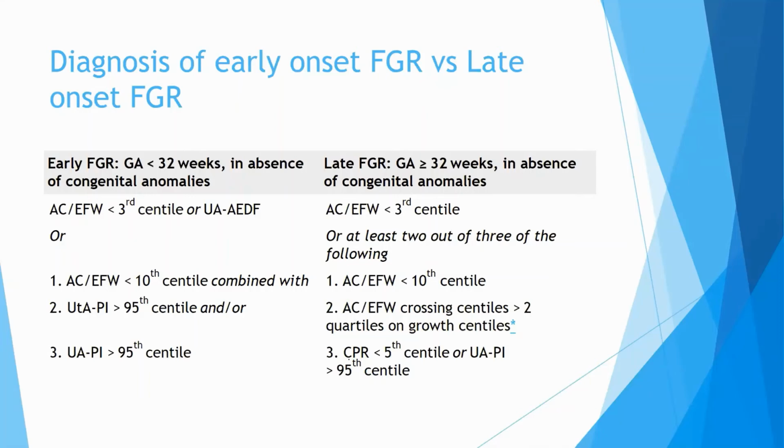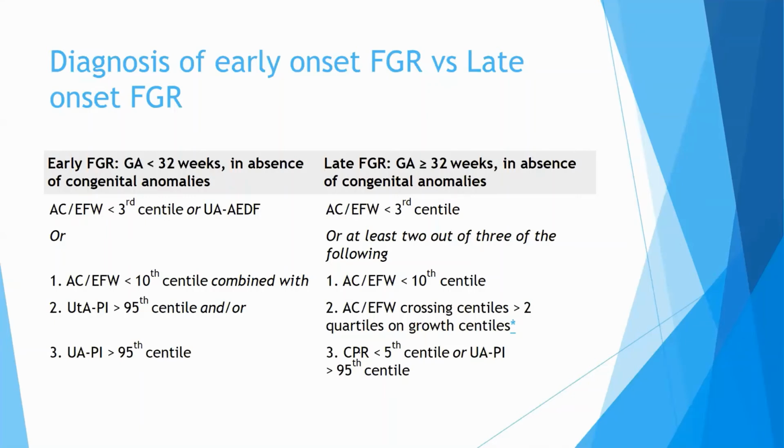And then if the CPR is less than the 5th centile, or the umbilical artery PI is greater than the 95th centile, there's also another criterion to say that this baby is growth restricted. So the CPR basically means the cerebral placental ratio.